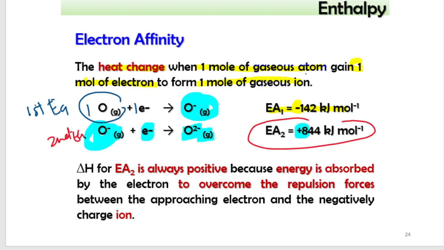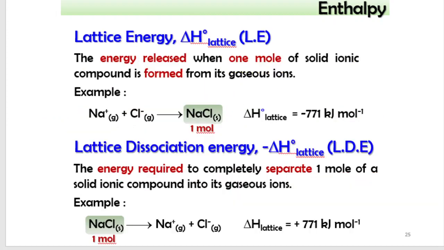Why is it always positive? Because the energy is being absorbed by the electron. Okay, this is to overcome the repulsion forces between the electron and the negatively charged ion. So, biasanya dia melibatkan formation of negatively charged ion lah. Okay, electron affinity. Alright, so next one is lattice energy.